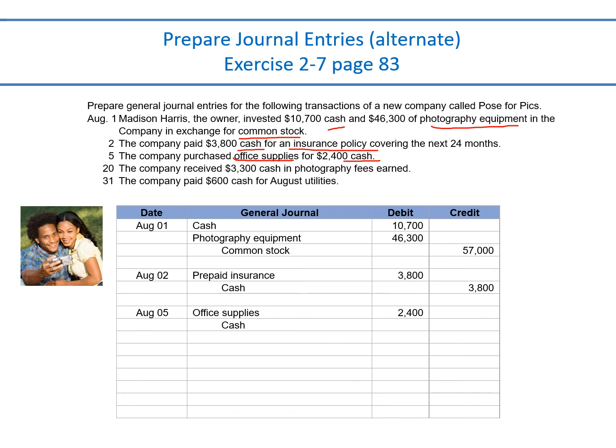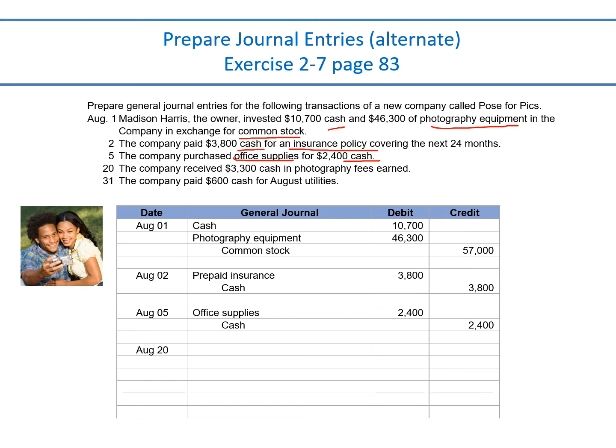Cash is going out the door. Cash is an asset as well. In order to decrease asset accounts, we credit. On August 20th, the company received $3,300 cash in exchange for revenue, rather, for photography fees earned.